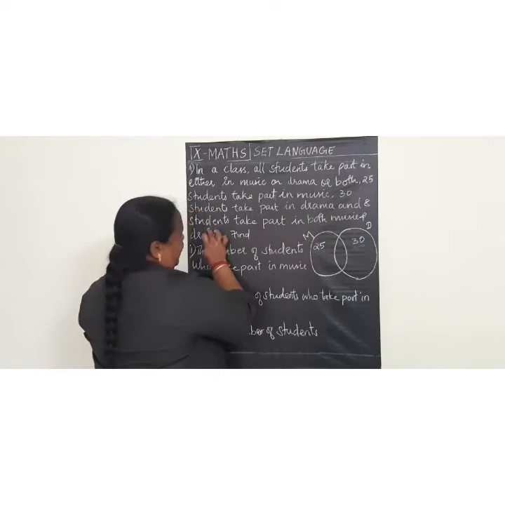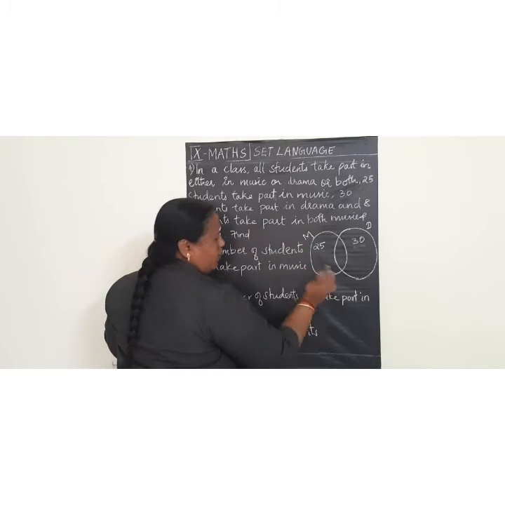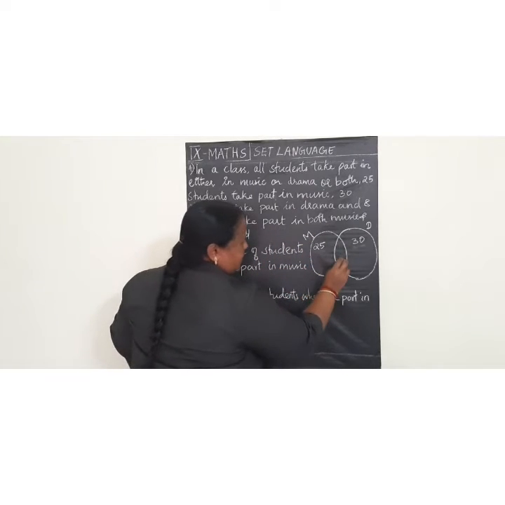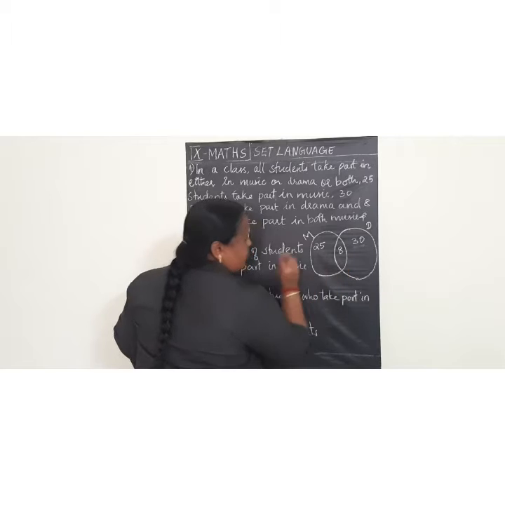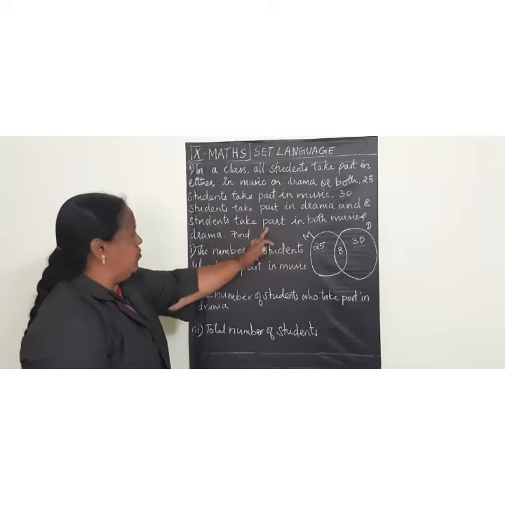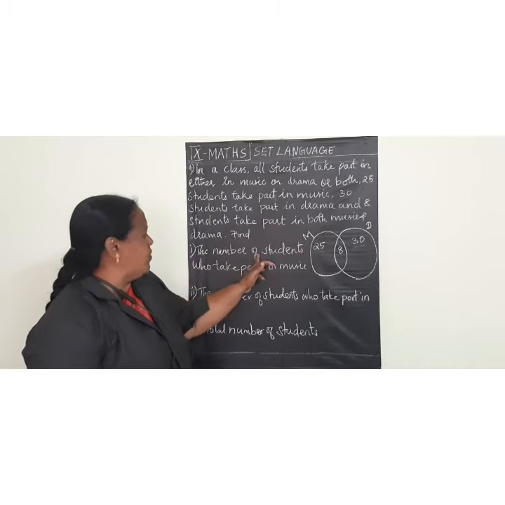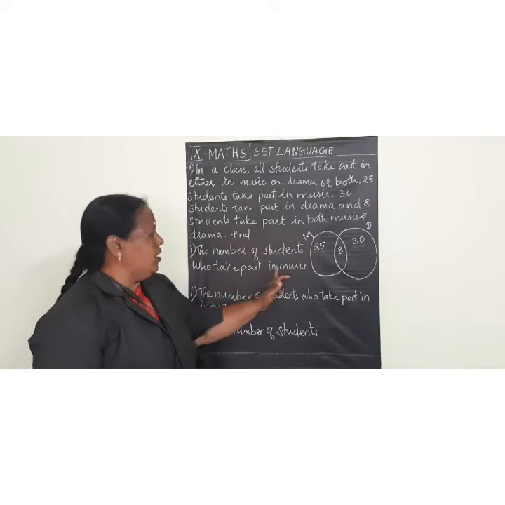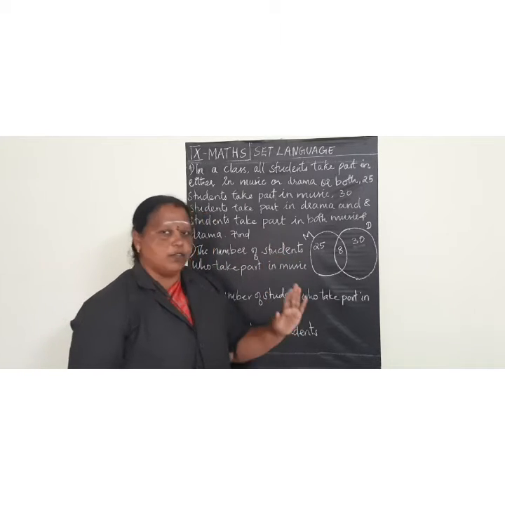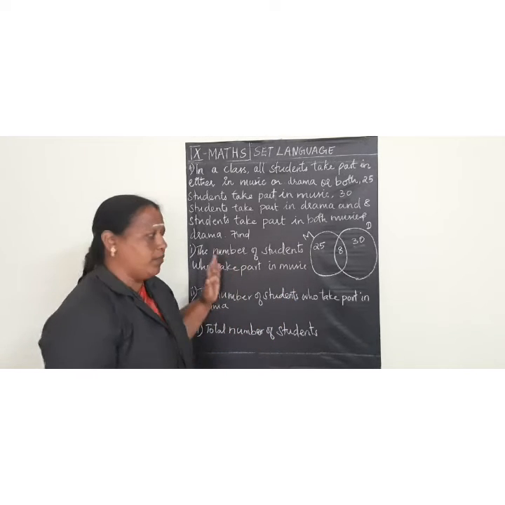Then they have given that 8 students take part in both drama and music. So in the intersection part we have to write 8 students who take part in both music and drama. Now the question is, first we have to find the number of students who take part in only music.